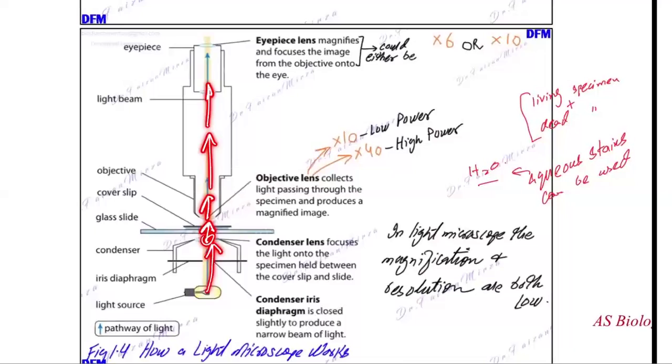And these lenses, which are there in the light microscope, make sure that the light travels in a straight path and the light moves to the eyepiece lens. And from the eyepiece lens, you are able to view the image of whatever specimen you had placed.